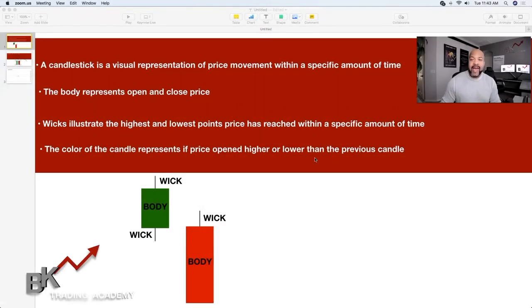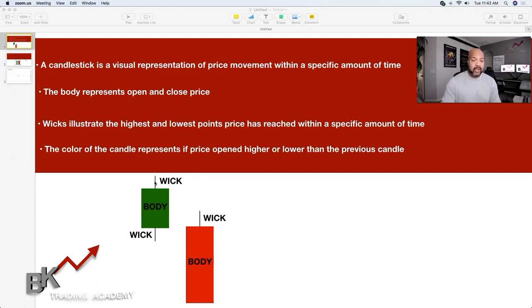All right, guys, I have some visual aid for you, and I promise it's going to get a lot better, but I want you to take a look at this so you can understand the definition of a candlestick and what it represents. First off, a candlestick is a visual representation of price movement within a specific amount of time. Secondly, the body represents open and close. If you look at this candle, this is the body, the very thick part of the candle. And then the wicks illustrate the highest and lowest points price reaches within a specific amount of time.